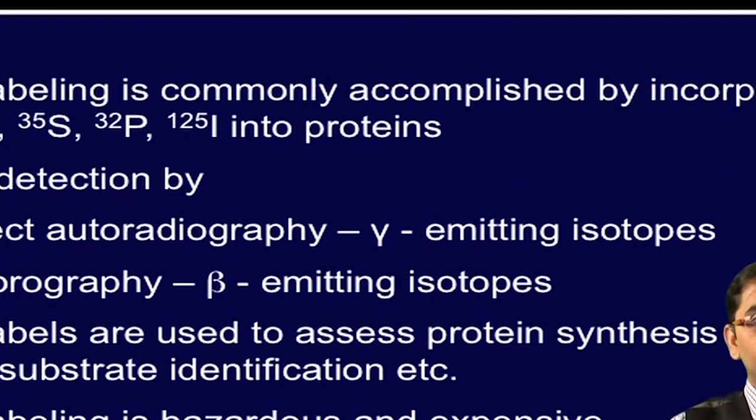In radioactivity detection, various types of radioactive molecules are used. These commonly used radio labels include 3H, 14C, 35S, 32P, 125I, or other radio labels incorporated into the proteins. The signal detection can be recorded by direct autoradiography, which detects the gamma emission, or by fluorography, which detects the beta emission. The radio labels have also been used to assess the protein synthesis rate as well as other applications.